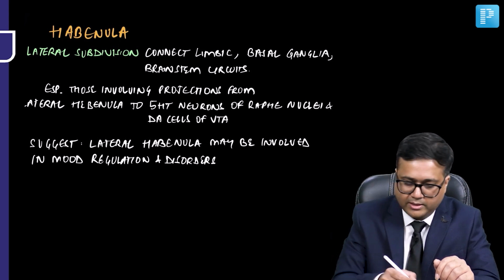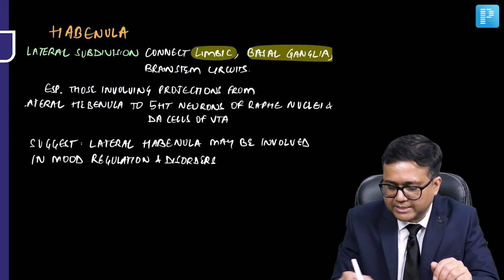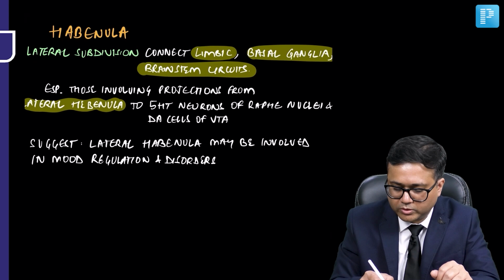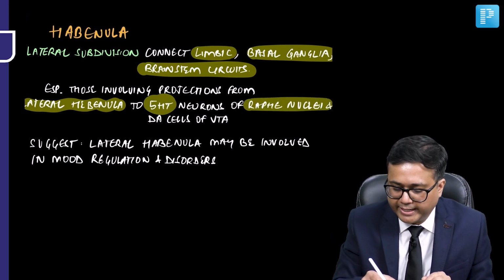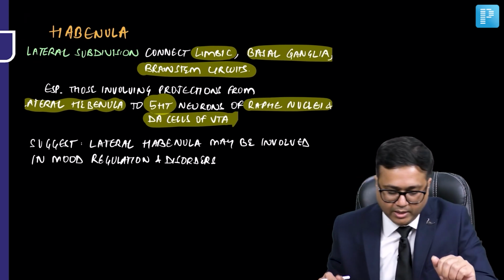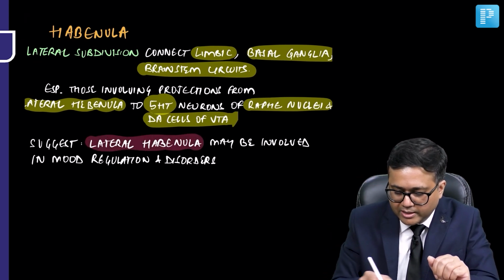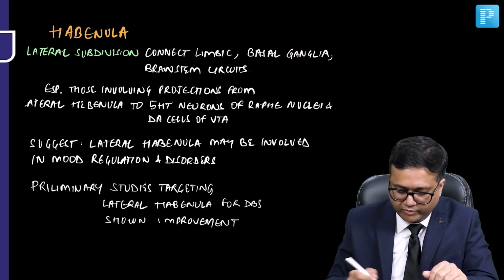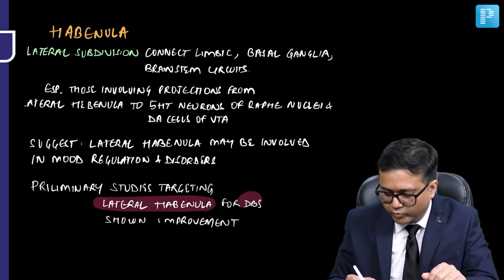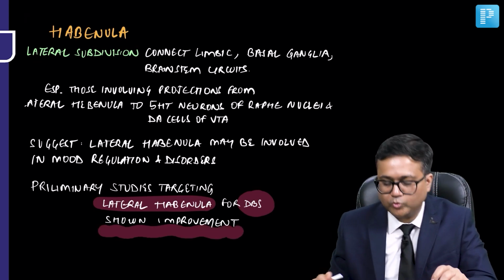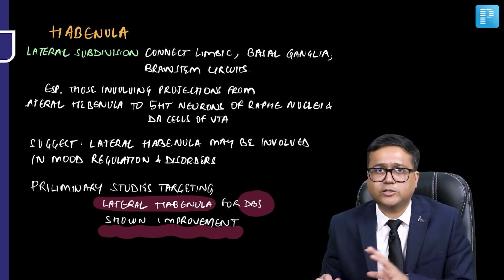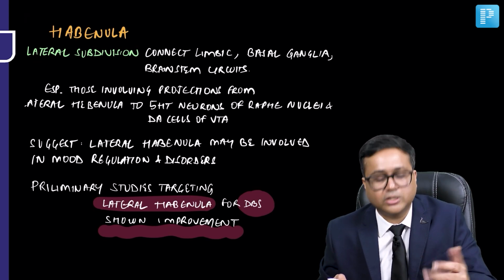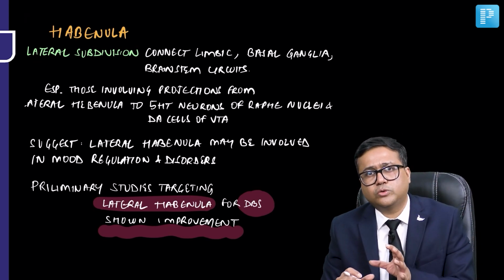Now, the lateral subdivision connects the limbic, the basal ganglia, and the brainstem circuits, especially those involving projections from lateral habenula to the serotonin neurons of raphe nuclei and dopamine cells of the ventral tegmental area. And again, it has been suggested that this lateral habenula may be involved in mood regulation and various mood disorders. Also, preliminary studies have shown that deep brain stimulation of the lateral habenula has shown improvement in depression, especially treatment-resistant depression. So again, certain clinical implications when we understand these areas, which area to stimulate, so that we can treat those disorders. Now, this was a short note about habenula.